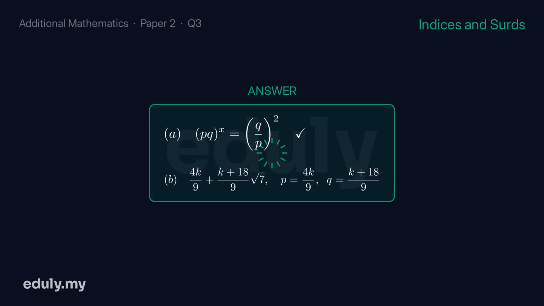Final answers. For part A, we proved the identity we were asked to show. And for part B, the surd simplifies into the requested form, with P the number part and Q the coefficient of root 7, both written in terms of K.